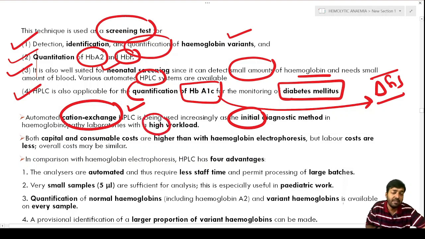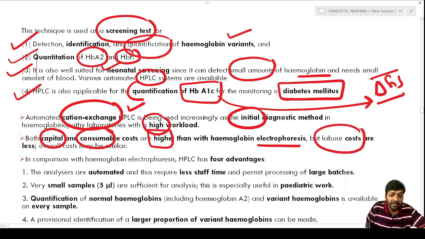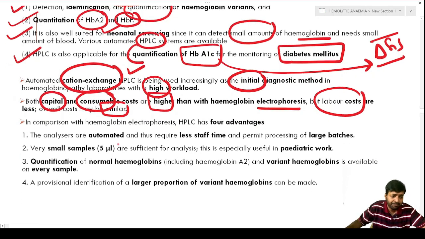As I told you previously, one of the limitations of electrophoresis is that you cannot carry it out when the sample load is very high, because it is labor intensive work. Both the capital and consumable costs are higher as compared to hemoglobin electrophoresis, but the labor cost is less. So with HPLC, the overall cost becomes very similar to electrophoresis. So why not go for HPLC? Because HPLC is far better as compared to electrophoresis.